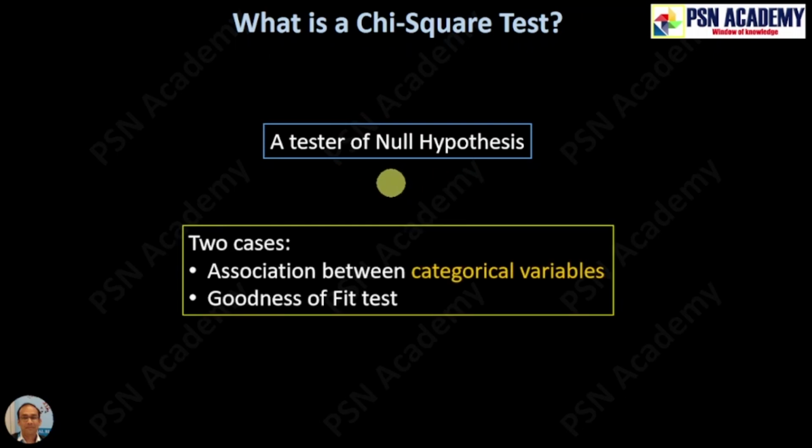Now, in two cases, you can use a chi-square test. The first one is the association between categorical variables. Remember, categorical variables, not numeric variables. And you want to find any dependency or any kind of association between those variables. For that, you can go for a chi-square test. And the second one is that you can also find out the goodness of fit for the data pattern you have collected. Now, I will show these two cases one by one.